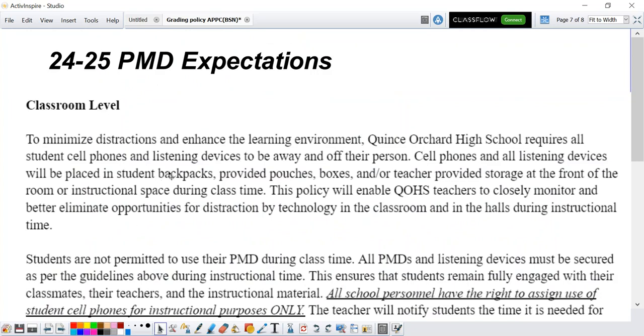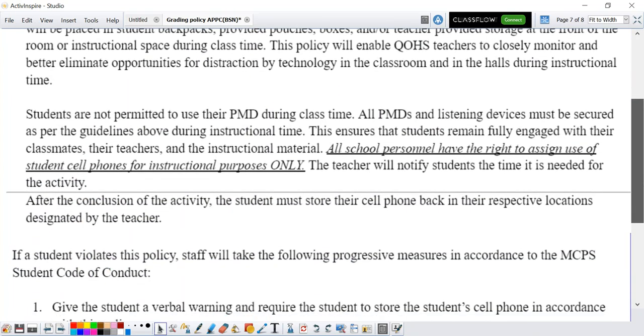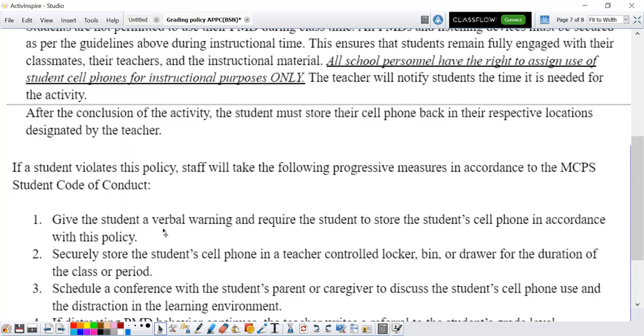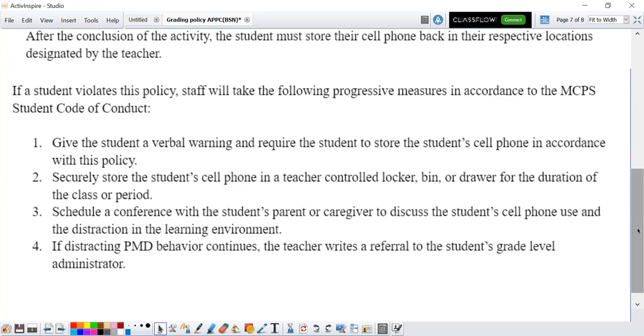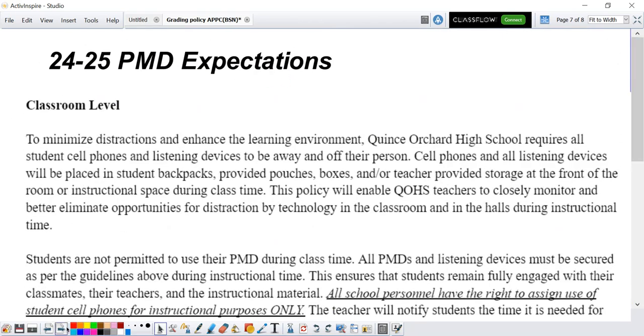PMD, personal mobile device expectations. In my classroom, students do not use a cell phone during instruction, and we will be following the MCPS and Queen's Orchard policy that cell phones and AirPods and everything have to be put away during the class. I'm not going to remind students again and again. Normally, you get a verbal warning, then you have to put the cell phone in the folder in the front. But let's talk positively: students will follow my directions and I may not have to remind students not to use the cell phone.